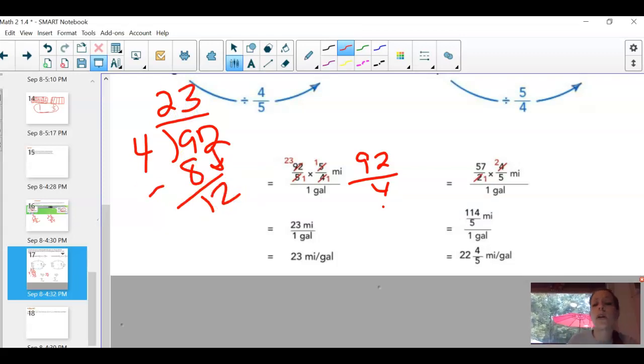If that's something you and I need to work on, just let me know, like the dividing of the fraction. Sorry, my son's trying to do tricks with our dog.